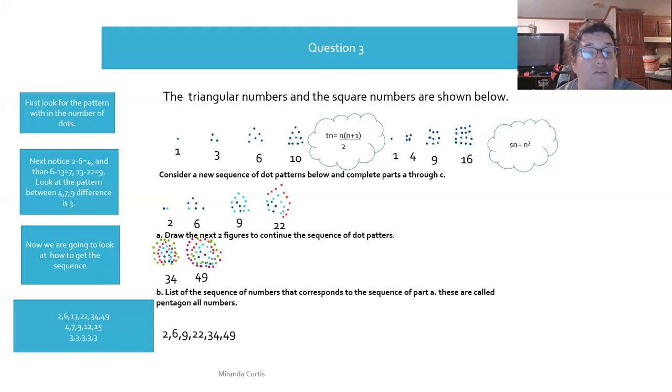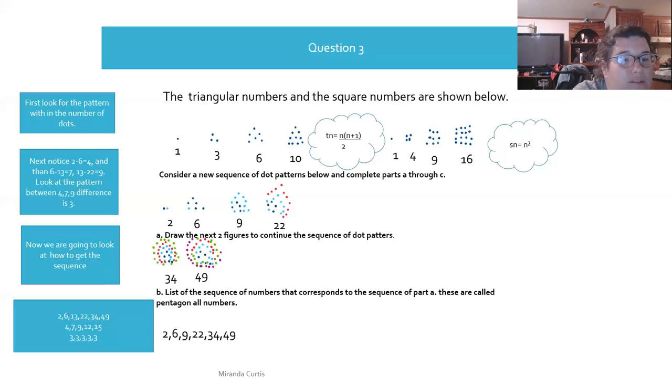So you have 2, 6, 13, 22, 34, 49. Those are your numbers. See, I had it right down here in this bubble.